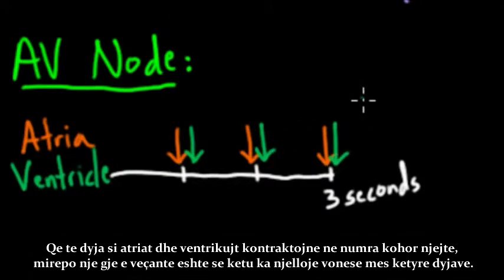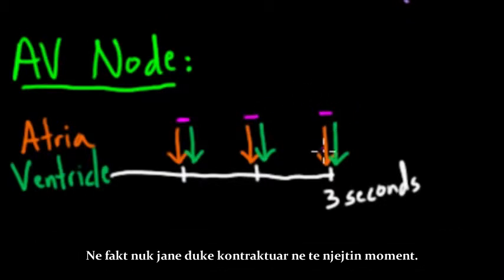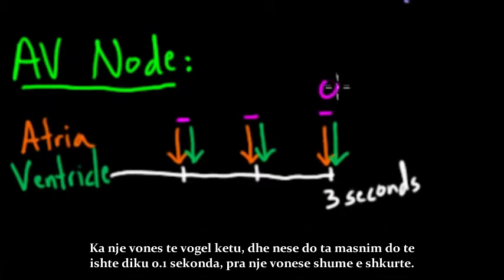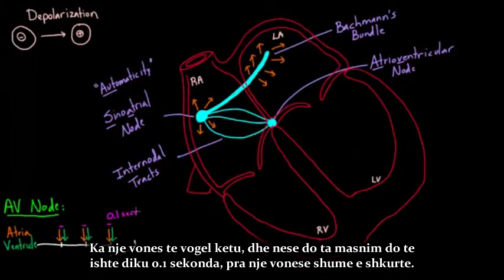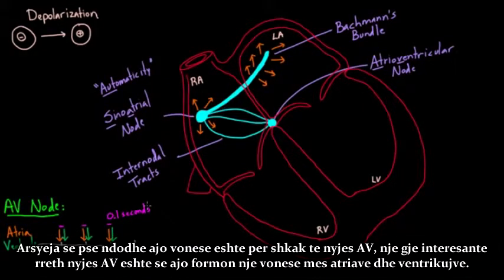So both the atria and the ventricles are contracting the same number of times, but the unique thing is that there's this little delay between the two, right? They're not actually contracting at the same moment in time. There's this tiny delay, and if you measured it, it would be about 0.1 seconds. So just a tiny little fraction of a second. But the reason that there's that delay is due to the AV node.